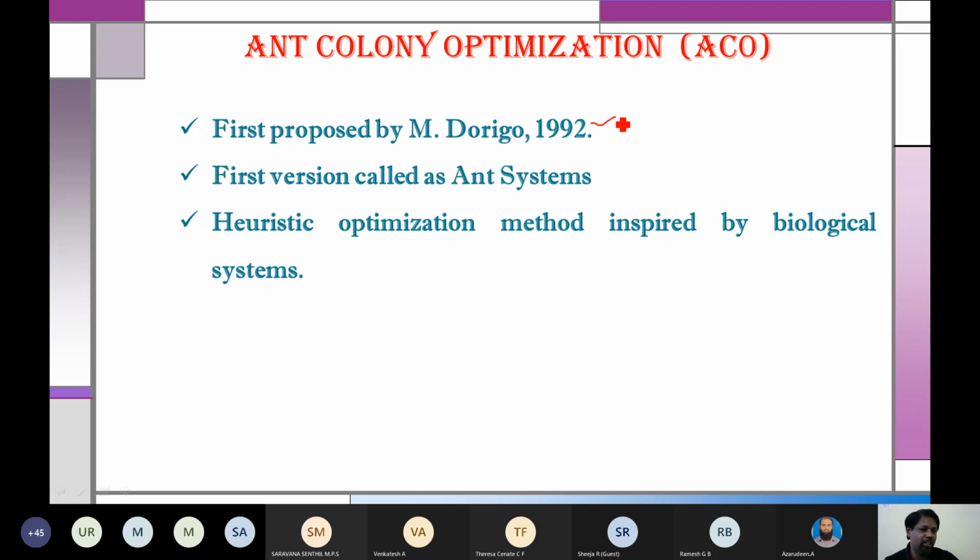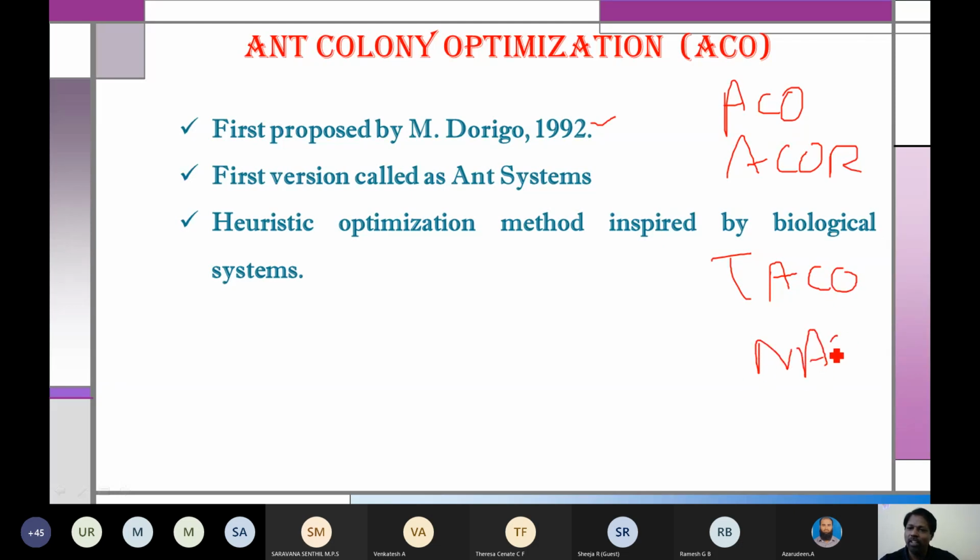But there are a lot of new categories of ACO. The first one is ant systems, then ant colony optimization, then some modification, which is Turing ant colony, TACO. Then some more modifications were done, which is nodal ant colony, NACO. Things like these are going on, but the basic one is ant colony optimization.